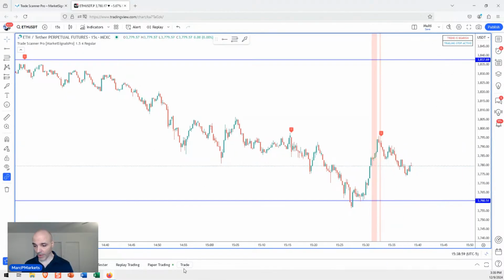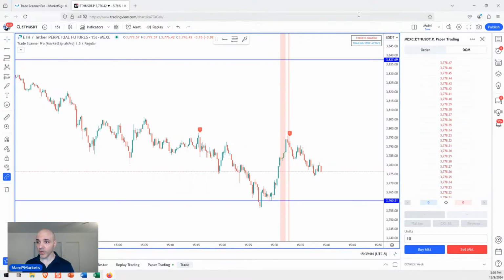Okay. So I'm going to go to the trade panel here. I like to use the trade panel. You can trade straight from the chart. You can set it up to have the order buttons on the chart. But I like to use the order ladder because that's what I'm used to using, right?